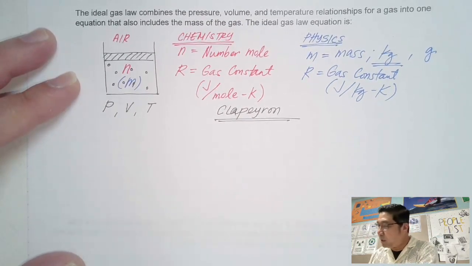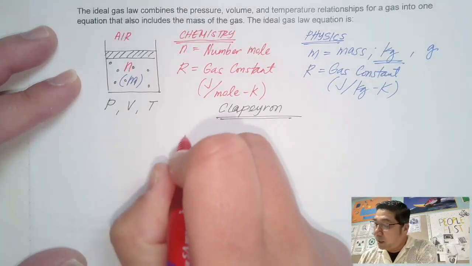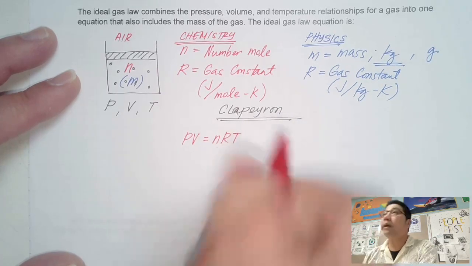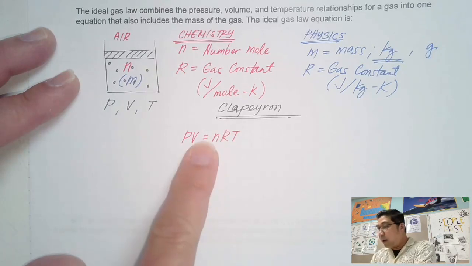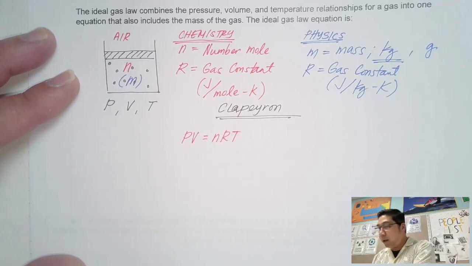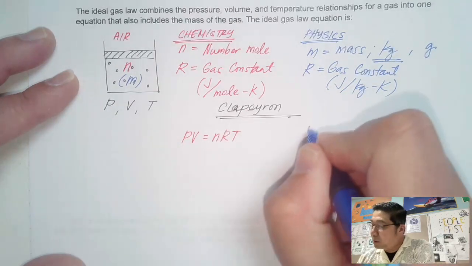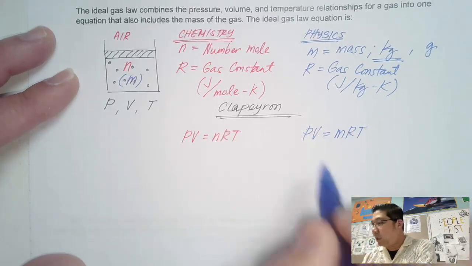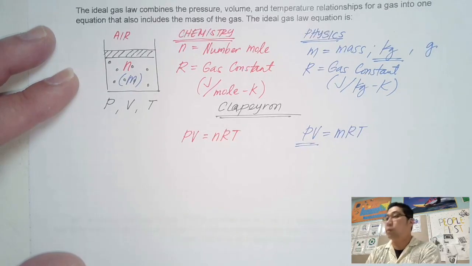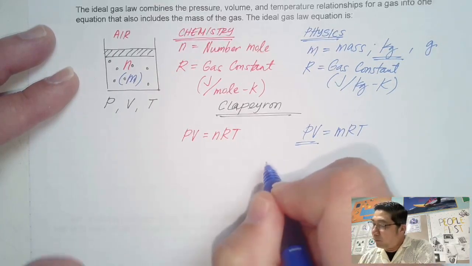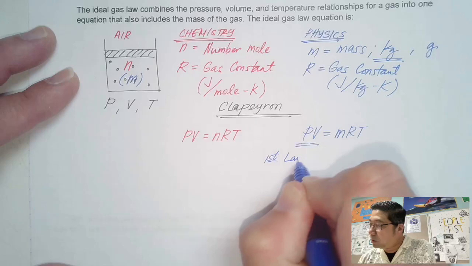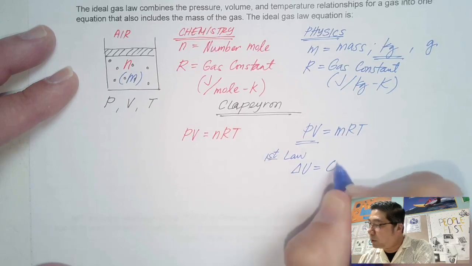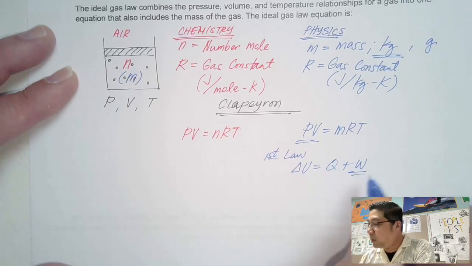In chemistry, you've seen this before, and that is PV equals NRT. However, we're not going to use the number of molecules. We're not going to go on the molecular level, but instead, we will measure the amount using this: PV equals MRT. Technically, this is the work done by the molecules. If you remember in the first law of thermodynamics, the change in internal energy is equivalent to Q plus W. This W is the same as P times V.